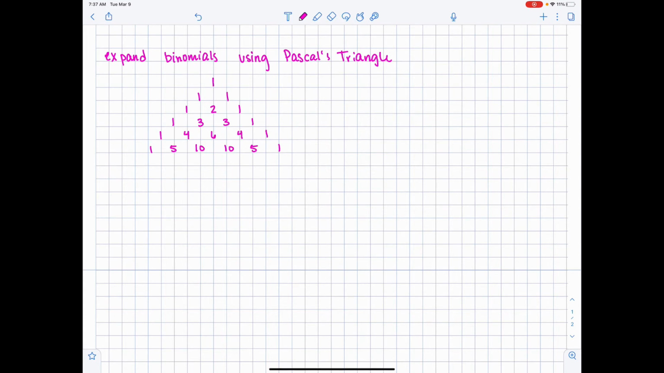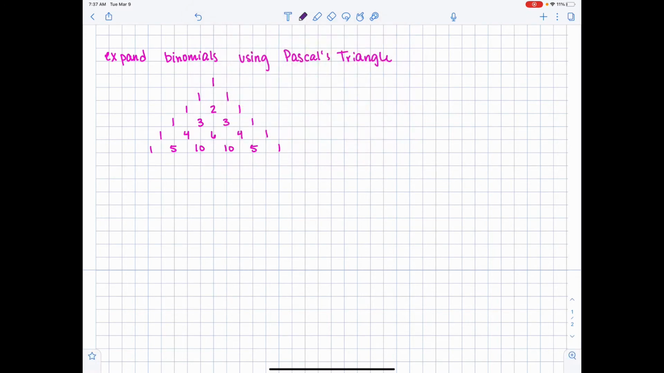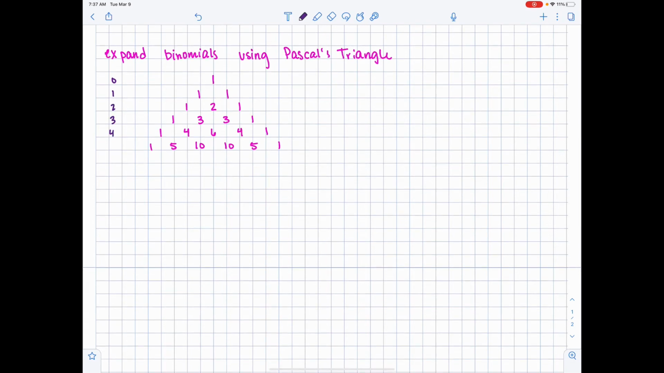All right. And for our expanding binomials purpose, of course, this could continue and continue, but this is where we're going to stop. So we go ahead and call this row 0. And then we have row 1, 2, 3, 4, and 5. The reason we go up to the 5th row is that these are our exponents, right? So when we're expanding binomials, that is the power to which we're expanding them.